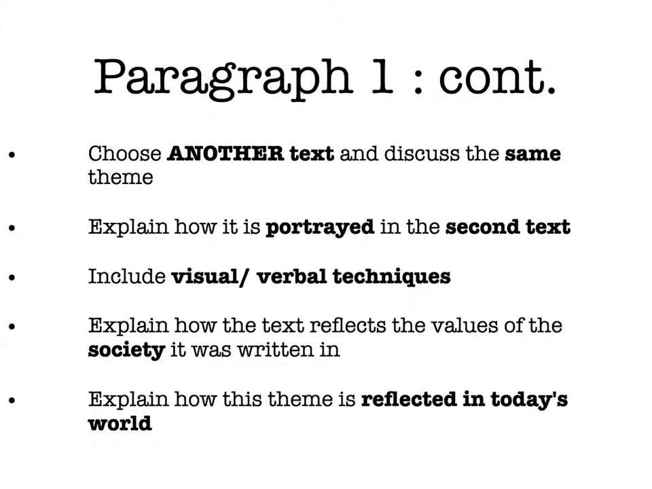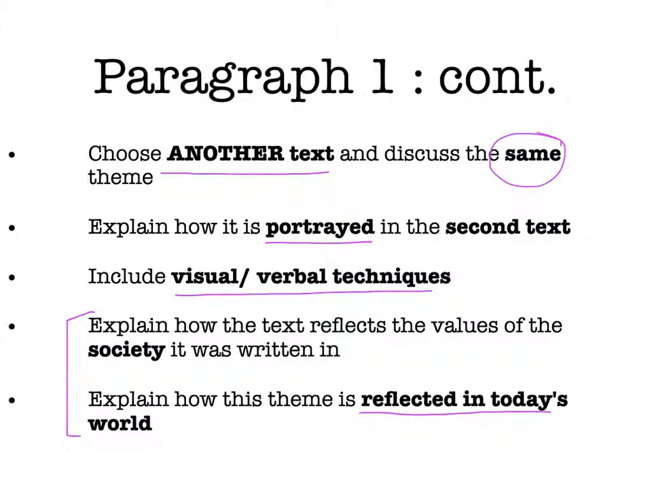We need to now look at another text, and we are looking at the same theme. So this text could be one that I've chosen, or it could be the text that you have chosen. Again, you've got to look at how it is shown in this text. Look at visual and verbal techniques, again, very important. And then you again are making your link or judgment, and in this case I've said, how does this theme reflect in today's society or today's world?